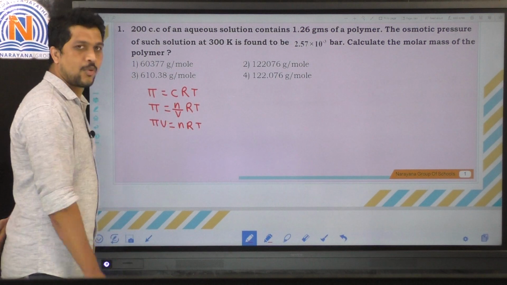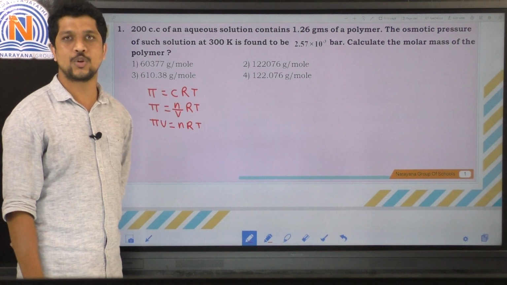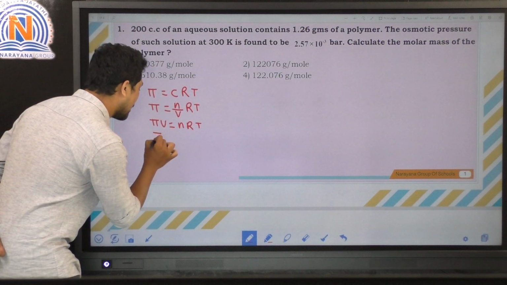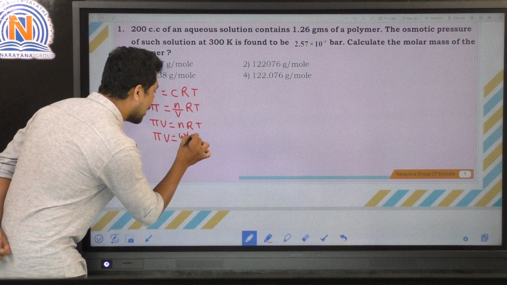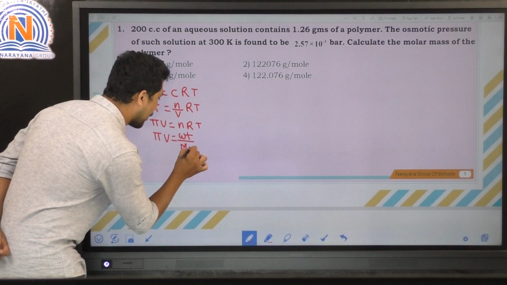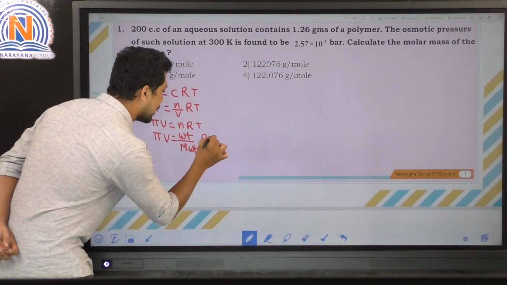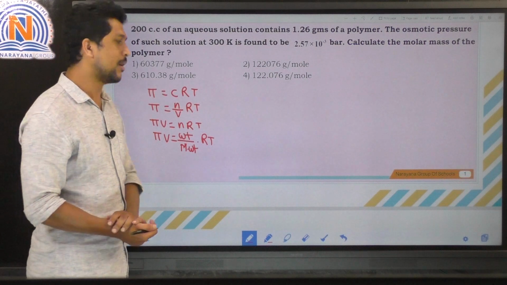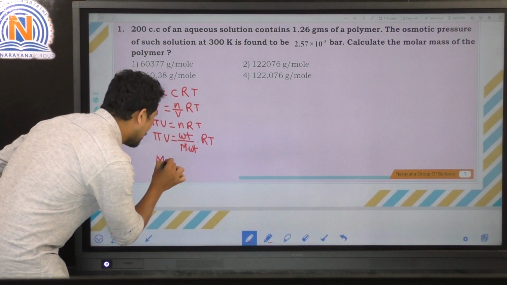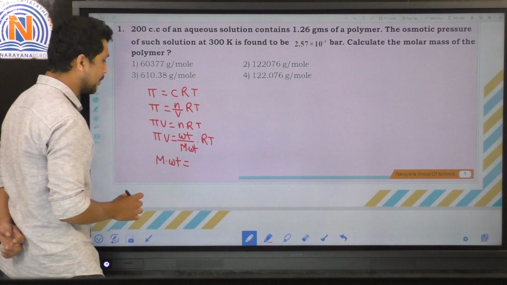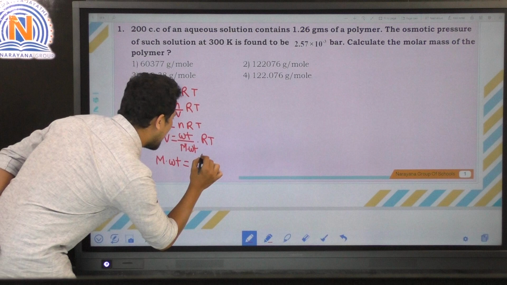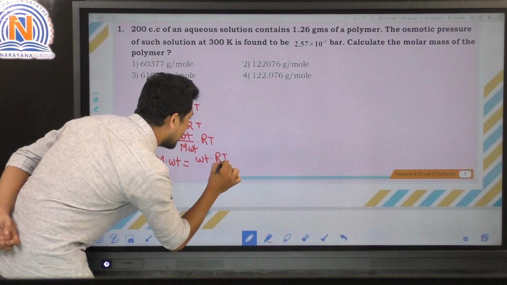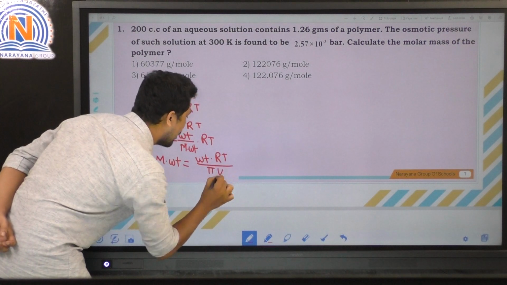So what is the formula for number of moles? Number of moles equal to weight of the solute by molecular weight of the solute, or weight of substance by molecular weight of substance. Then we can write pi V equal to weight by molecular weight into RT. So we need to find the molecular weight, that is molar mass of the particular polymer. So the molecular weight, MWT, equal to weight into RT whole by pi V, right?